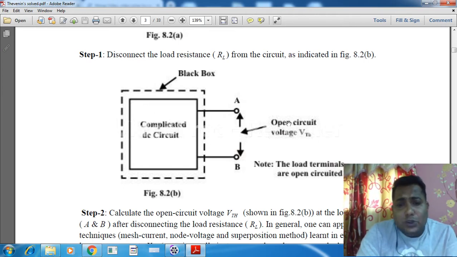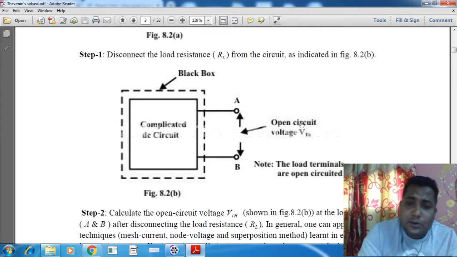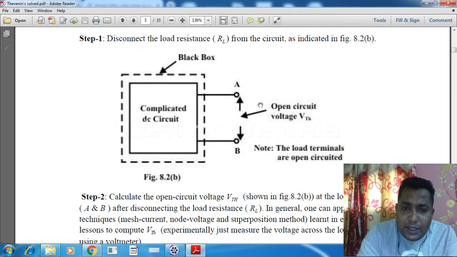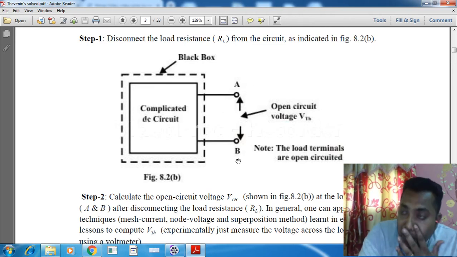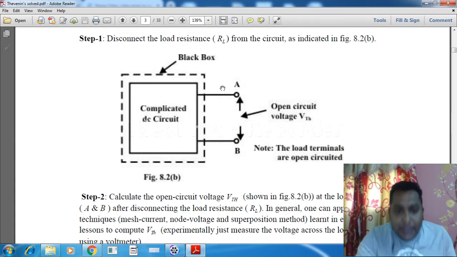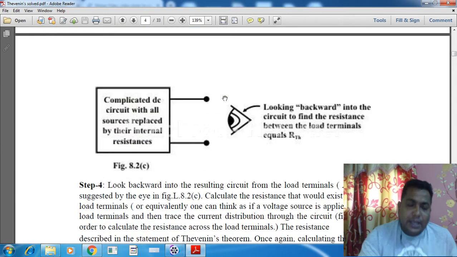The terminal is open, so there is a voltage that is known as VTH, Thevenin's voltage. Now we have to find out what is the voltage across over here. This is the case for the first step. Now, in step 2, what do we have to do?